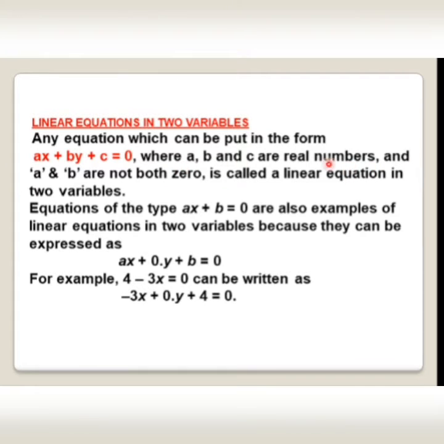Constant will be said to c only, a and b will be said to be numbers. And a and b are not both zeros. Obviously, if they both are 0, then we will not have our linear equation. So for a linear equation in two variables, we must have two variables with some constant.